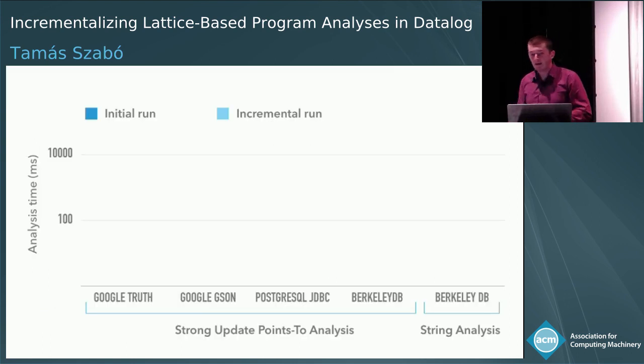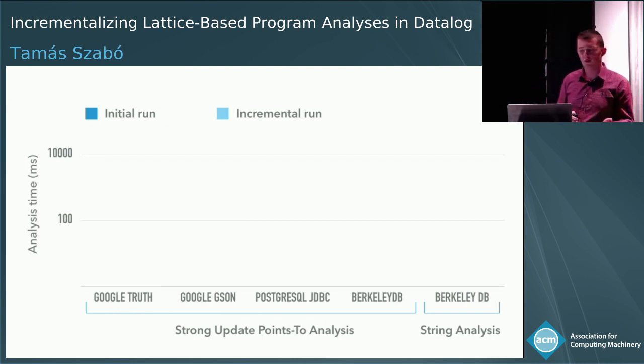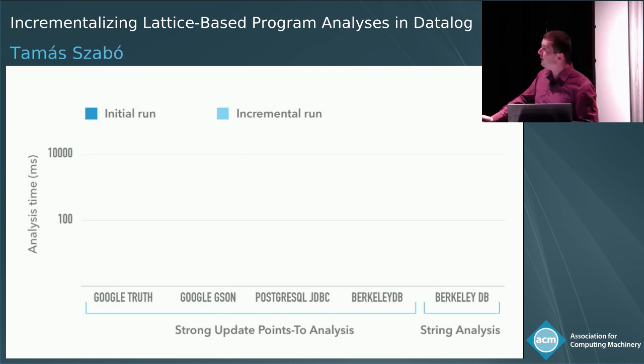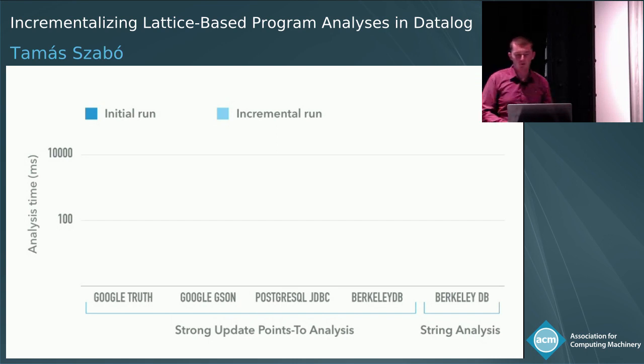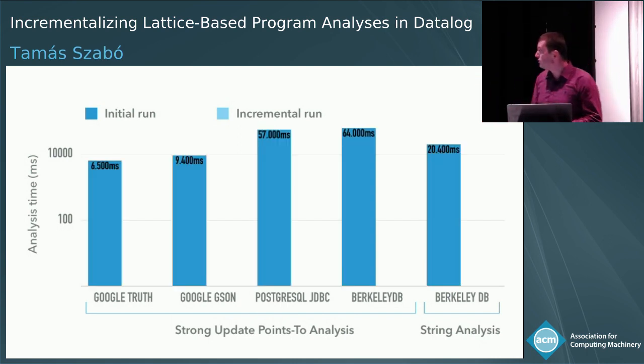So what you see on this slide is the evaluation result. We start with an initial run, right? This is where we need to come up with the analysis result for the first time. Here the y-axis is a logarithmic scale. And here you see the strong update points-to analysis and the string analysis. These are the 4 code bases. We started with the Google Truth code base, that is the smallest, and the Berkeley DB is the largest, which is 70,000 lines of code. What you see is the initialization time here. The initialization time takes from 6 seconds on the Google Truth up to a minute on the Berkeley DB. So this is the first time when you run the analysis.